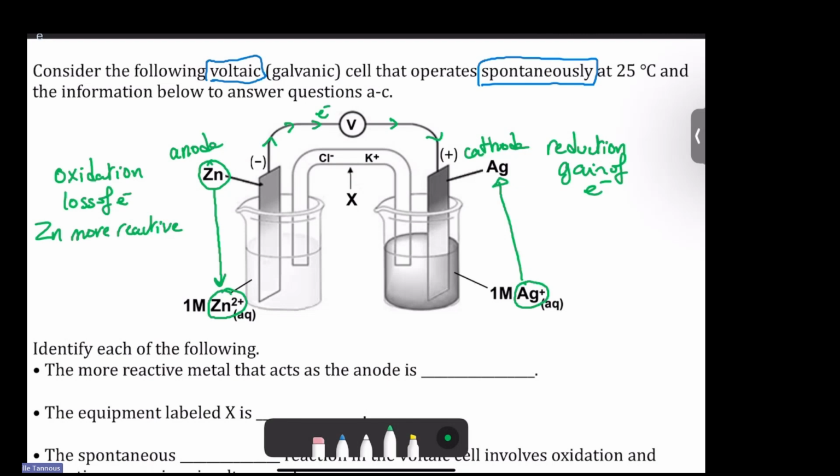And the zinc, when it loses electrons, turns to Zn2+. So more Zn2+ are going to accumulate inside the solution, because the metal is losing electrons and forming more and more ions. On the other hand, when the electrons reach the cathode, it's the silver ions in the solution that catch the electrons and give more silver metal.